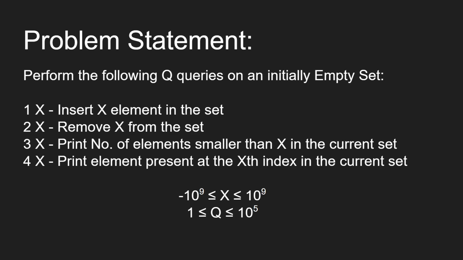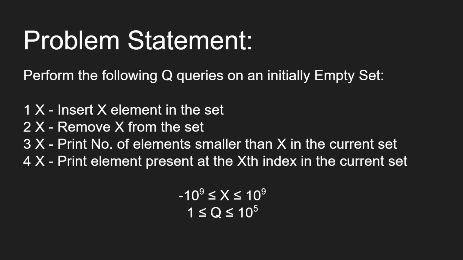The third type of query is to just print the number of elements smaller than x in the current set. So if I tell you that the current set contains elements 2, 3, 5, and 6, and I say that my x is 4 here, so what I want to find here is the number of elements smaller than 4, which would be what? Which would be 2 and 3. So the number of elements smaller than 4 would be 2, right?